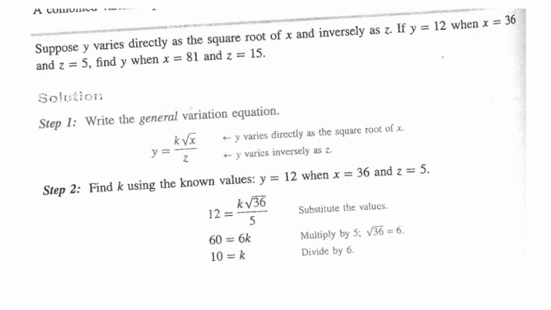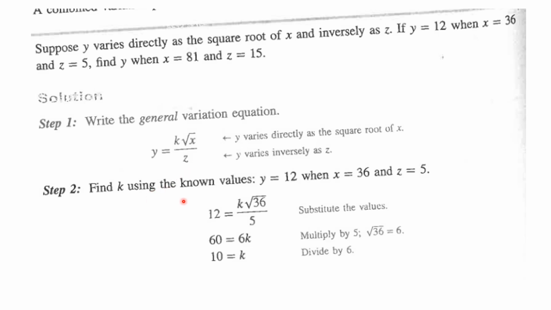Well, step 1 is we write the general variation equation. Since y varies directly as the square root of x, y is in the numerator on one side, but the square root of x is with k on the other side. Since y varies inversely as z, z is in the denominator. So the general variation equation here is y is equal to k square root of x in the numerator, all divided by z.